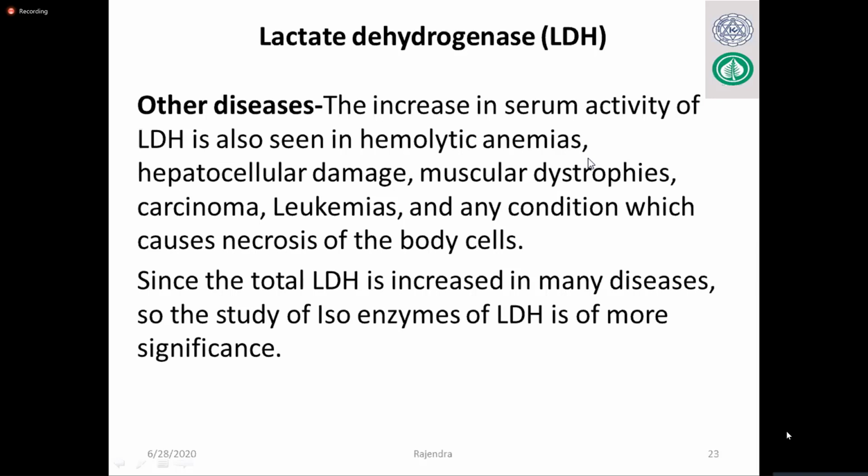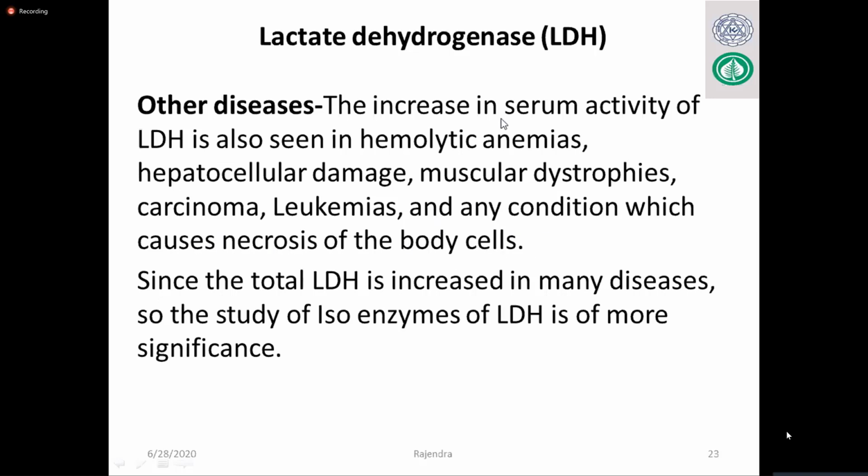And what if the patient already has a type of anemia called hemolytic anemia, like sickle cell anemia, because there is rapid hemolysis automatically inside the body. Hepatocellular damage, muscular dystrophy, yes, muscular dystrophy. Muscular dystrophy is a very common muscle disease. Carcinoma, leukemia, and any condition which causes necrosis of the body cells.